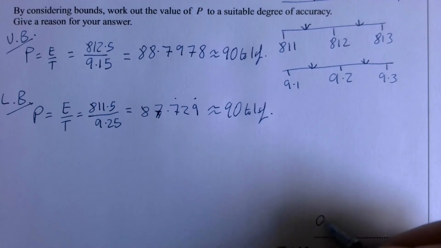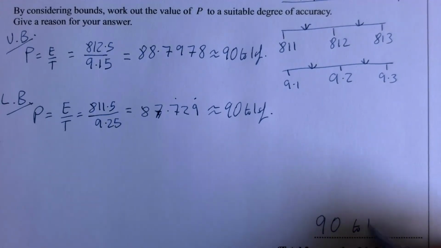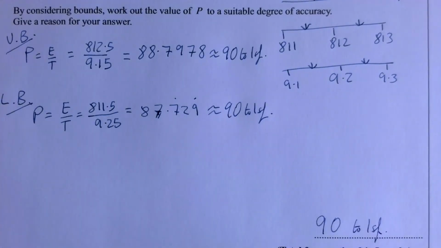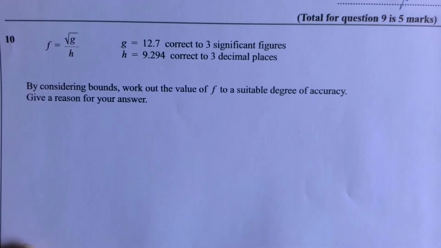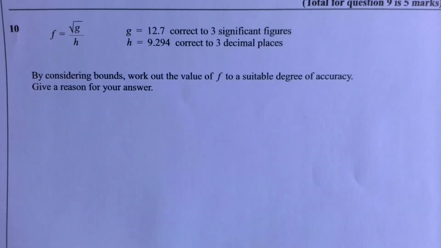So that would be our answer, but you do need to write down what degree of accuracy you've rounded it to. Now we're going to move on to question 10 now. Pause the video, have a go at this. Now this one, it's not going to be one significant figure. You're going to have to go on a few more times. So take your time, have a little go, and then see if what you do agrees with me. Start by doing your bounds tables.